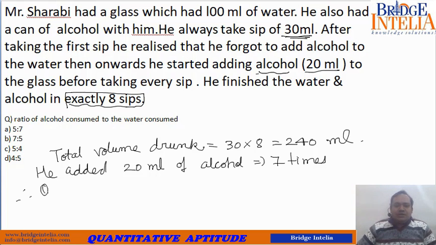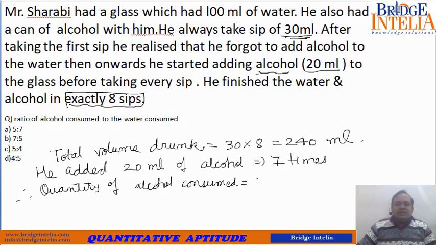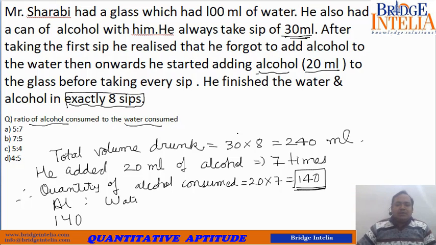Therefore, the quantity of alcohol consumed is equal to how much? 20 into 7, 140. So the ratio of alcohol consumed to the water consumed: alcohol 140, water, he drank the entire water, 100 ml. So this is 7:5.